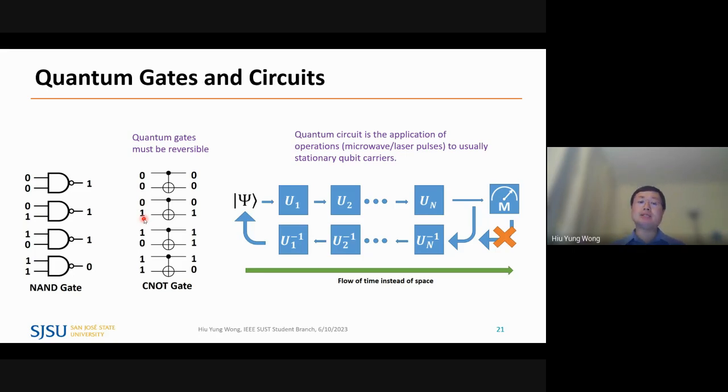The reason is because, as you can infer from the name, it is quantum computing. It uses quantum mechanics to do the computation. And quantum mechanics is physics, it is reversible, right? If you go through the Schrödinger equation. So that's why all the quantum gates need to be reversible. This is a good way to check.